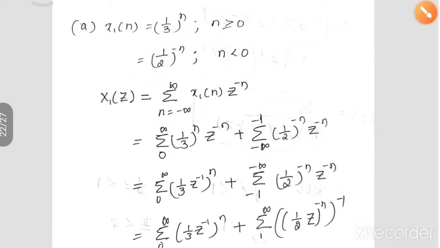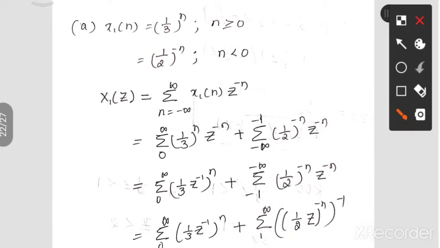So further we can simplify easily with small changes. Here it will not be changed much. Simplify it: 0 to infinity, 1 by 3 raised to n into z raised to minus n. You can write it as z raised to minus 1 whole raised to n, plus, then I am interchanging the limits. Then there is no change in the signal.